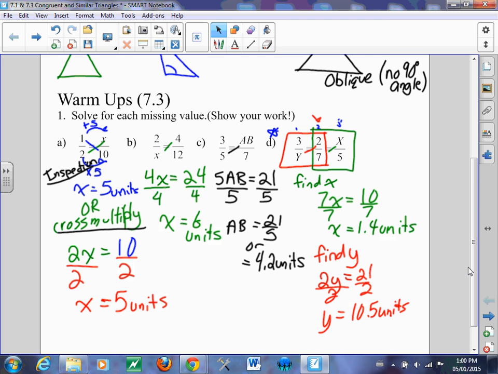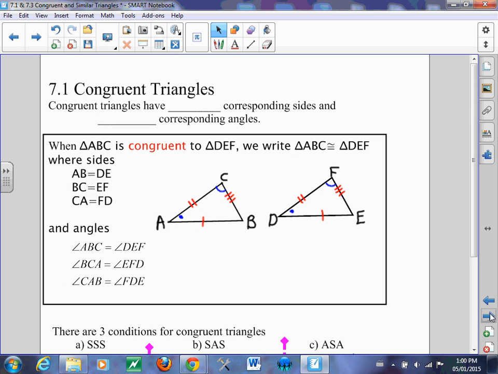All right. So now, ladies and gentlemen, what we're going to do is we are going to take a look at 7.1. So today we're going to be dealing with both congruent and similar triangles. So got to make sure we know the difference between congruent and similar triangles. Let's start by filling in some of these blanks.